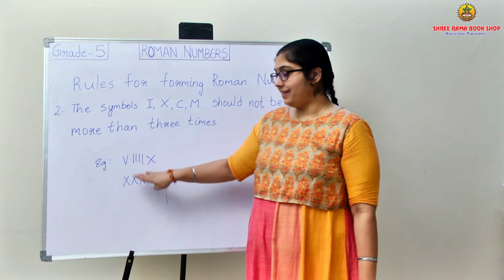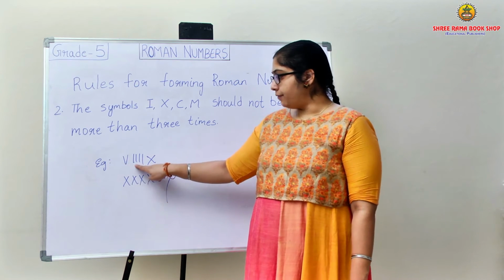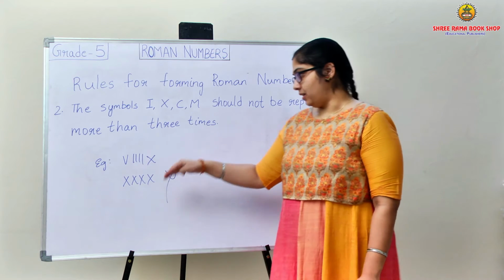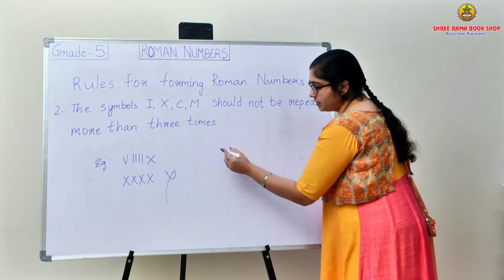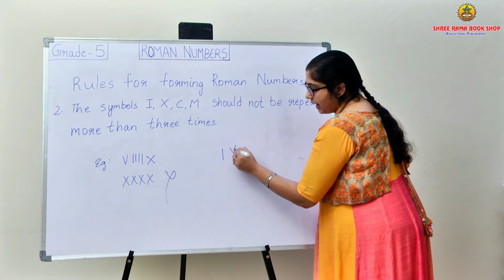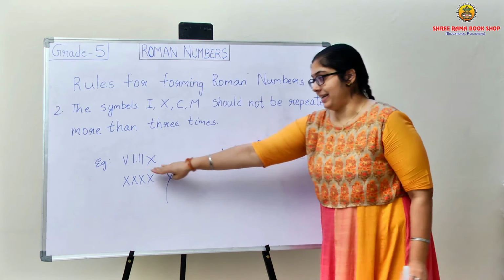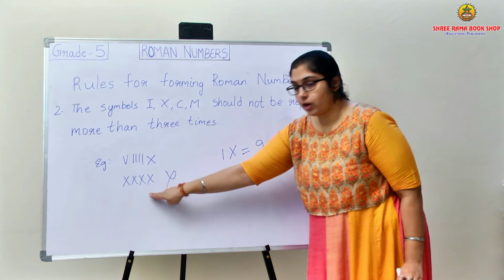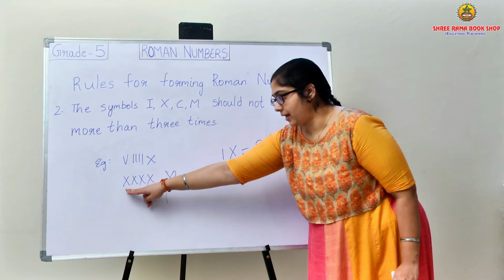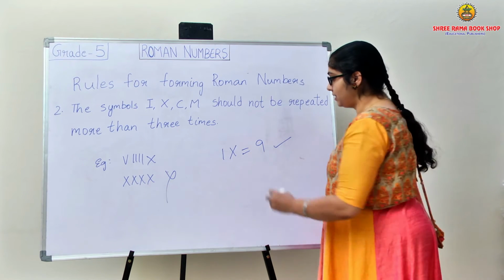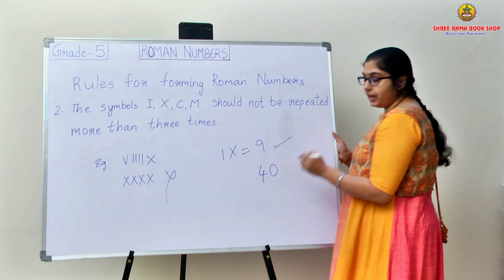So how do I write these values? V and 4 times I: that is 5 plus 4, which is 9. The value is 9. So how is 9 represented? It is represented by I and X, right? So this is how you write 9, but not like this. Here it is 4 X's, meaning 4 into 10: 1, 2, 3, 4. 10 plus 10 plus 10 plus 10 is 40. So how do you write 40?